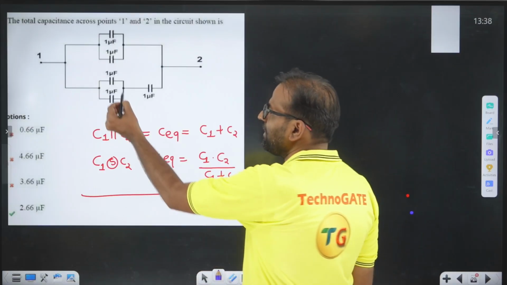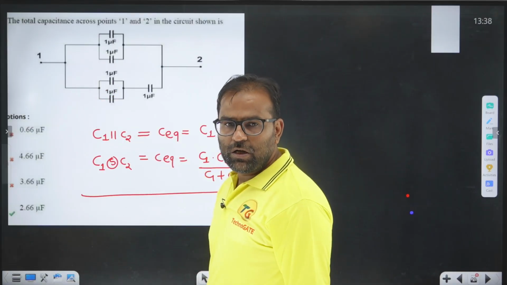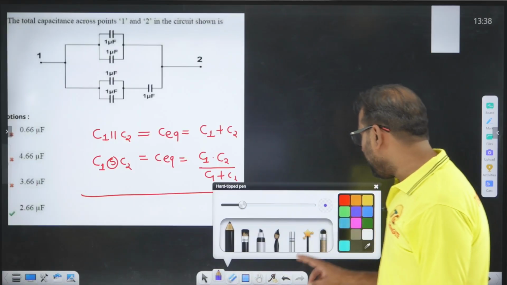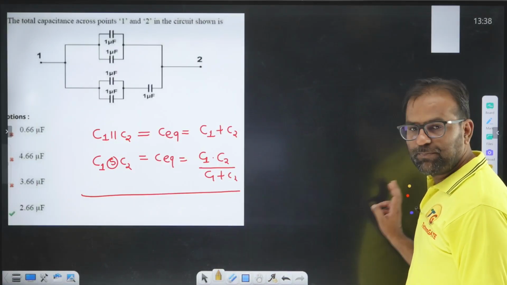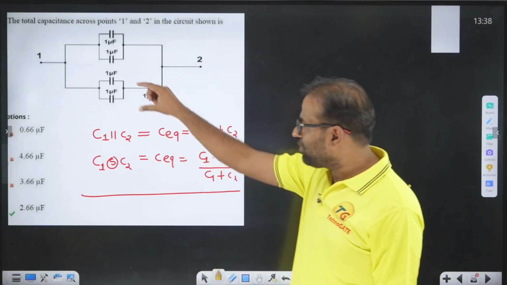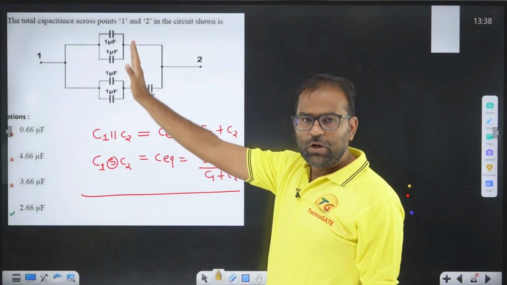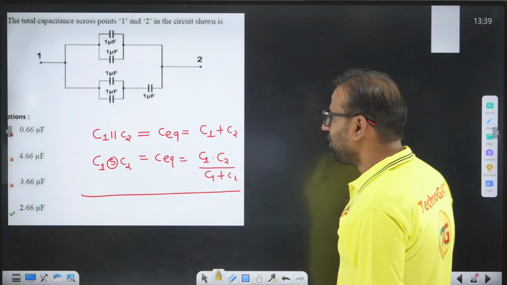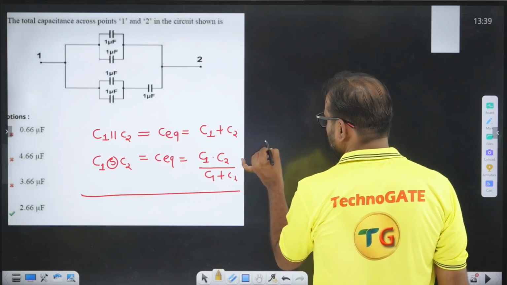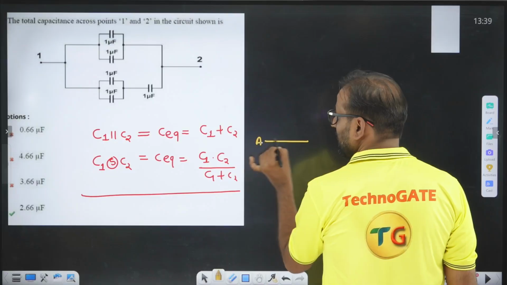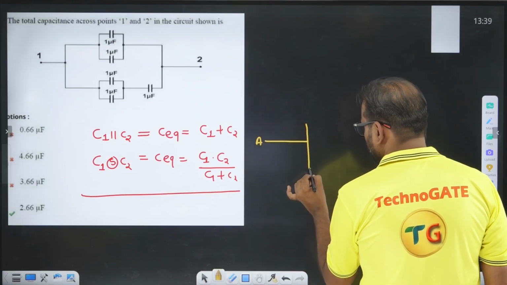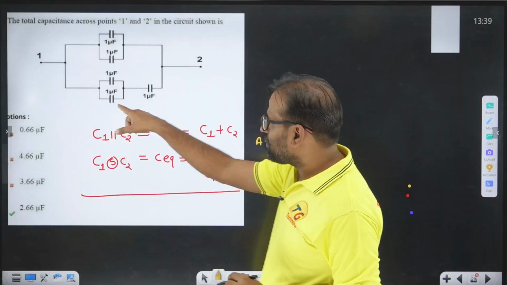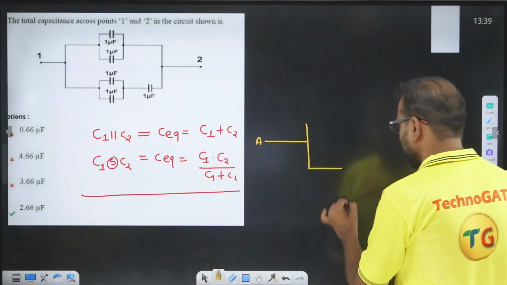Here we have 1 microfarad and 1 microfarad, 1 microfarad and 1 microfarad capacitance in parallel. So this will give you the effect of 2 microfarad. 2 microfarad in parallel with 1 microfarad. So can I say, if I start from A and draw the lower branch, the lower branch is 2 microfarad in series with 1 microfarad.